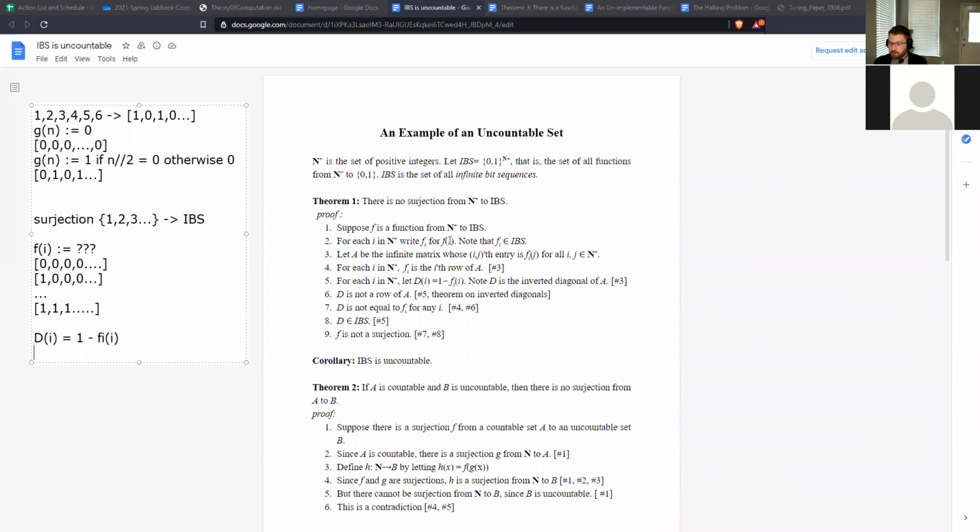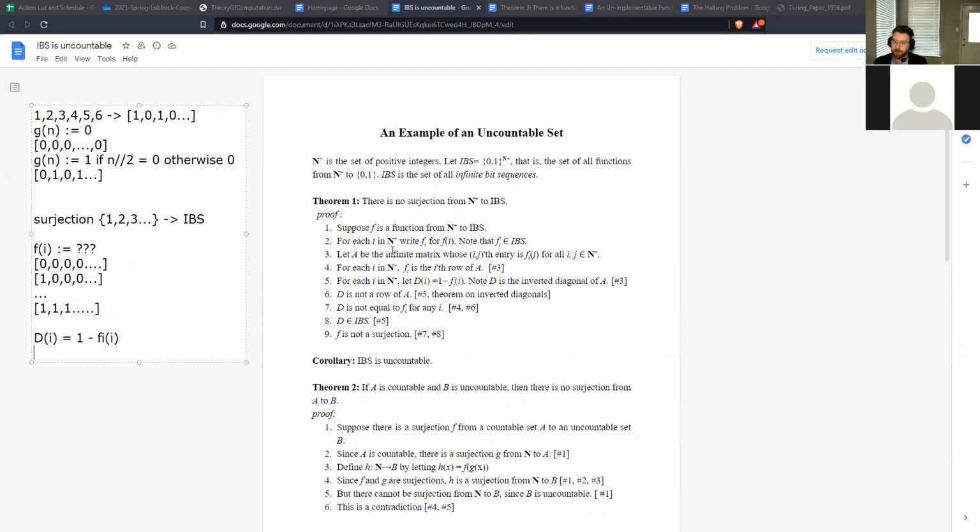We listed them all. This one's not equal to any of them, but it's in there. How is that possible? We have created a function that goes from the positive integers to an infinite bit sequence that's not in the list of all possible functions from positive integers to bit sequences.